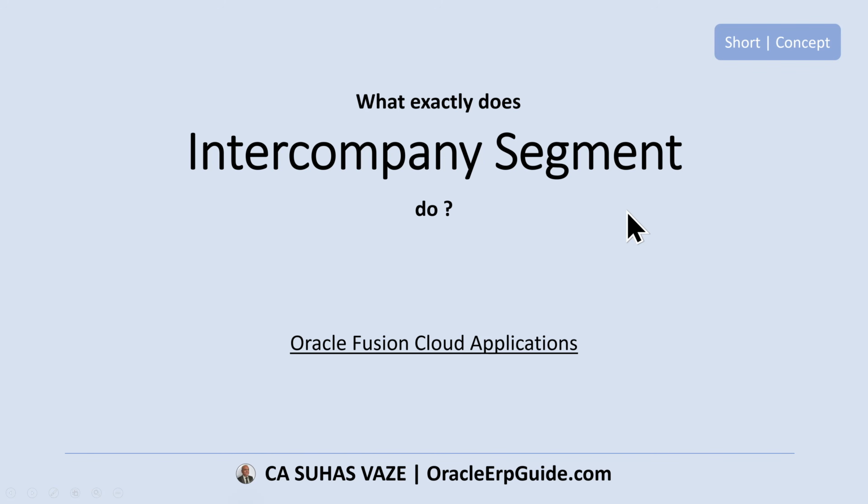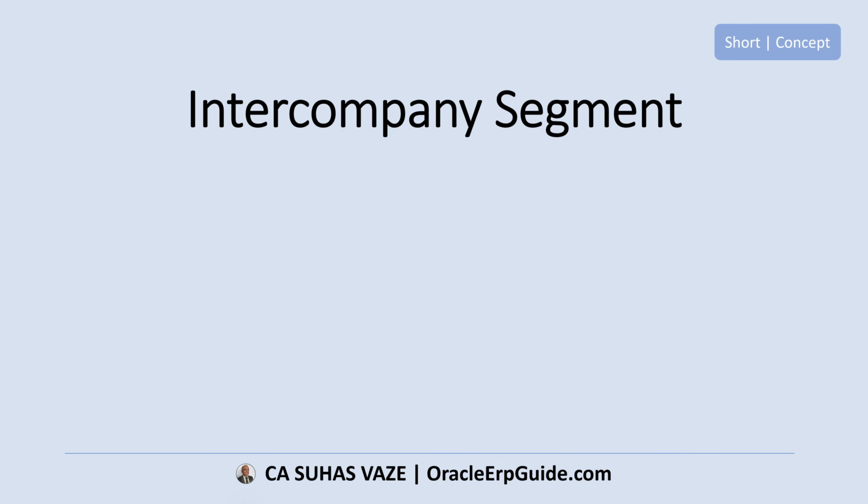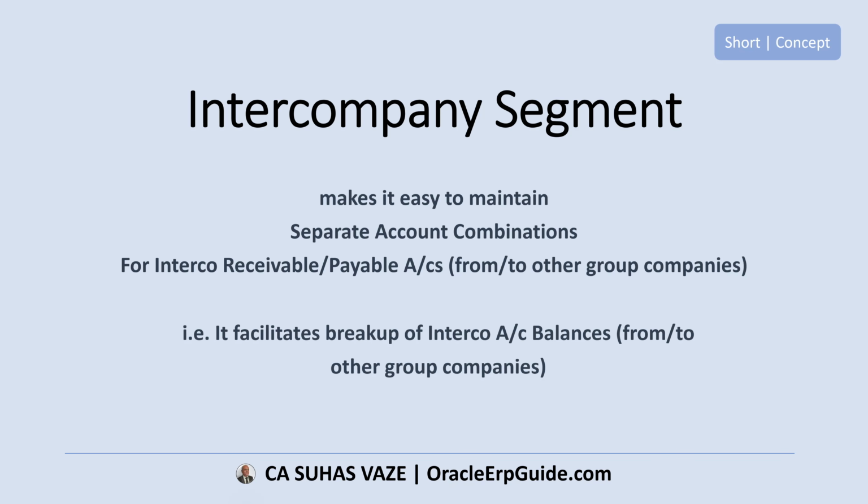What exactly does intercompany segment do? Let us try to understand that. Intercompany segment makes it easy to maintain separate account code combinations for intercompany receivable and payable accounts in relation to other group companies. That is, it facilitates the breakup of intercompany account balances from or to the other group companies.